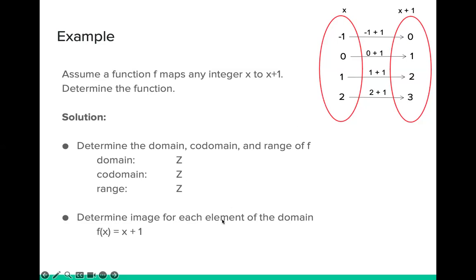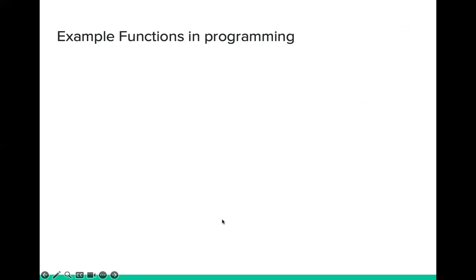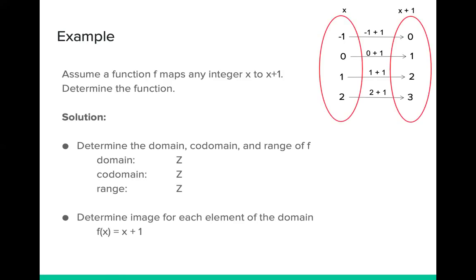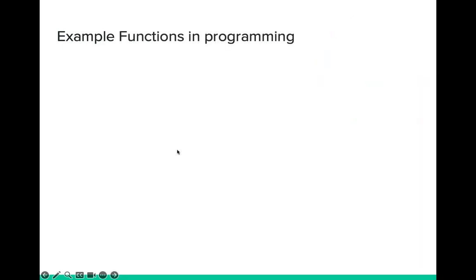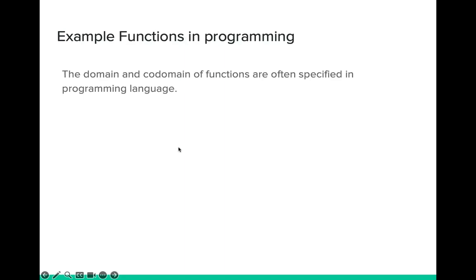So we have f of x equals x plus 1. Okay? So f will act like a function machine that will accept an input x, and it will produce an output x plus 1. Okay, some example functions in programming also. The domain and the codomain of functions are often specified in the programming language. So have you already experienced coding functions in your programming?